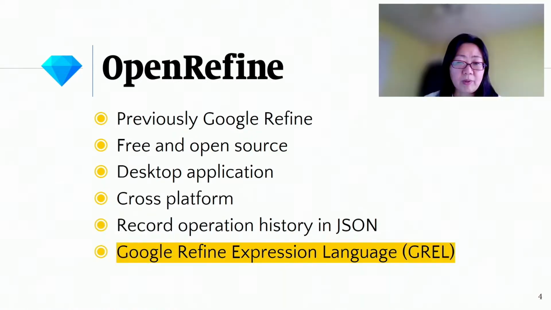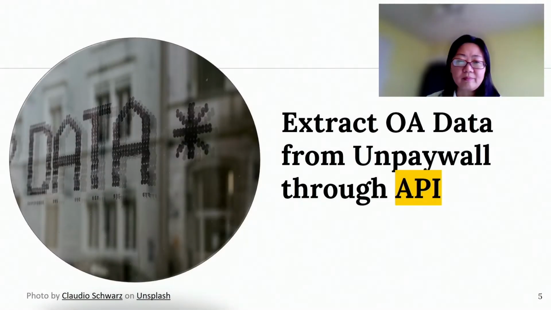It is cross-platform. It works on Windows, Linux, and Mac, which is convenient for people using multiple systems. It records operation history, so we can reproduce the operations across datasets. Google Refine Expression Language, GREL, allows us to accomplish more complex transformations and queries, just like formulas in Excel. So both my projects use GREL. First project, extract open access data from Unpaywall through API.